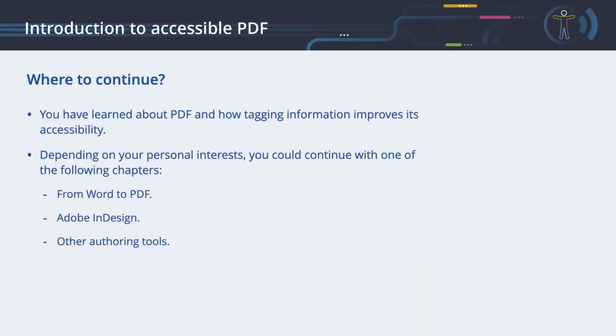Where to continue? You have learned about PDF and how tagging information improves its accessibility. In the chapters that follow, you will learn how to build a document structure in your preferred document editor. You will see how to create a navigation structure, which can be used by a screen reader to create an improved reading experience. Depending on your personal interests, you could continue with one of the following chapters. From Word to PDF, Adobe InDesign, other authoring tools.